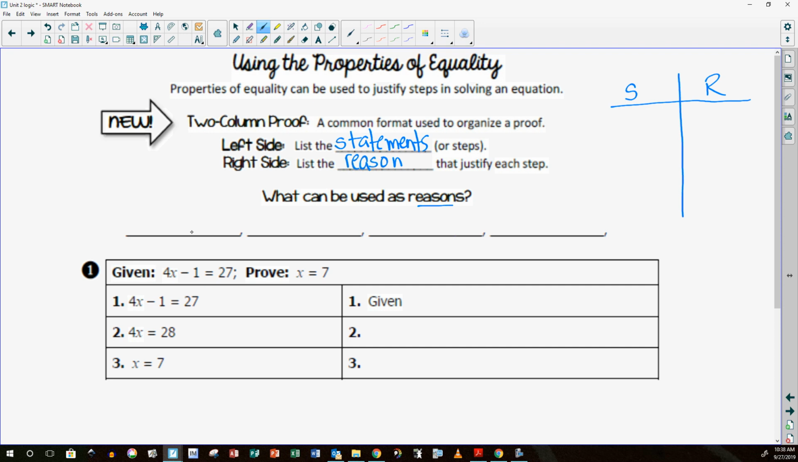So what can be used for reasons? Well, reasons can be definitions. They can be properties like the ones we just did. They can be postulates and theorems. Like the Pythagorean theorem would be a very good reason why you did something with a right triangle.